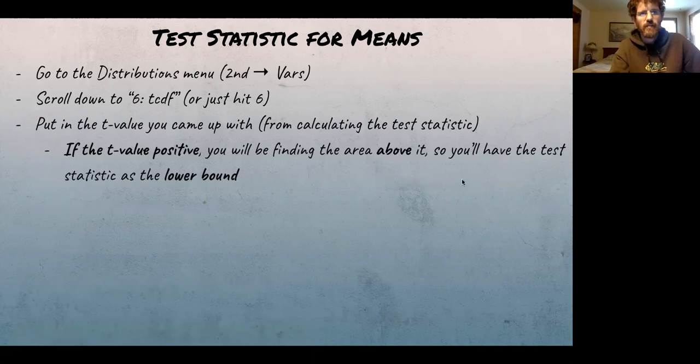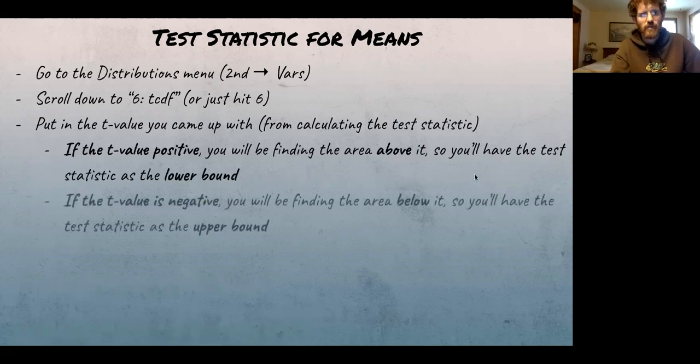This is kind of an important thing because this is where you might run into problems. If your t-value is positive, we're going to be finding the area above it, so you're going to have to use that test statistic as the lower bound. But if your t-value is negative, as in our case, then you're going to find the area below it, so you're going to use your test statistic as your upper bound.